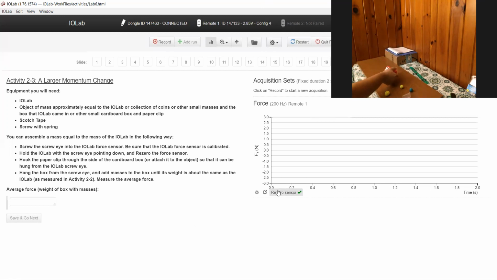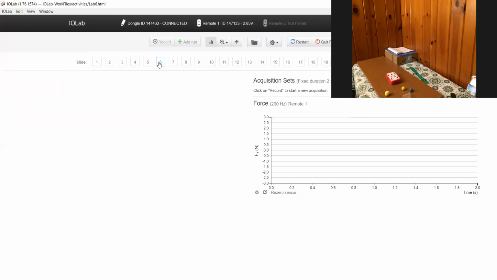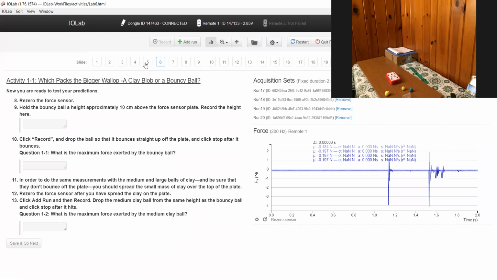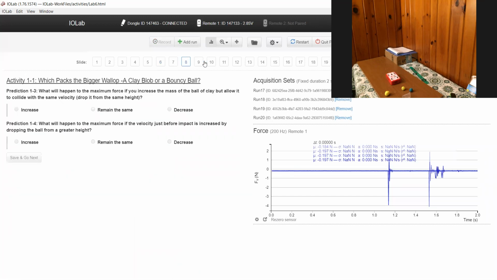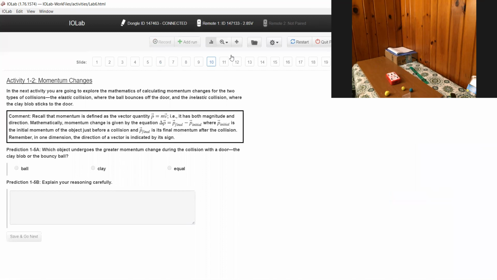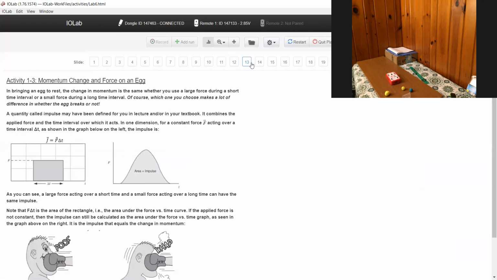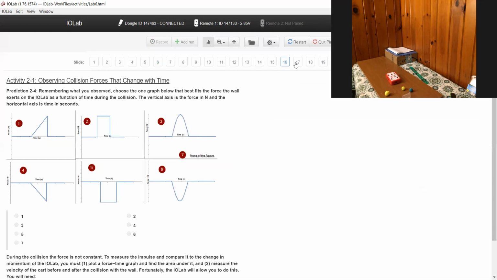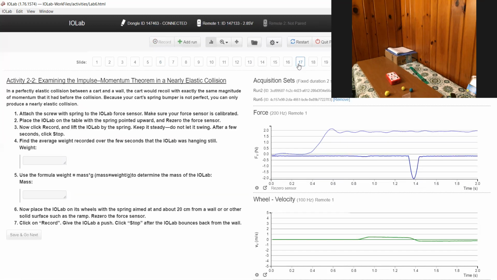Hang the box from the spring and add mass to the box until its weight is about the same as the IOLab, as measured in activity 2.2. So we already measured the mass in activity 2.2. What is that activity 2.2? I think we did that. Oh, we have it here, the mass of the IOLab. So we will make it equal to that.